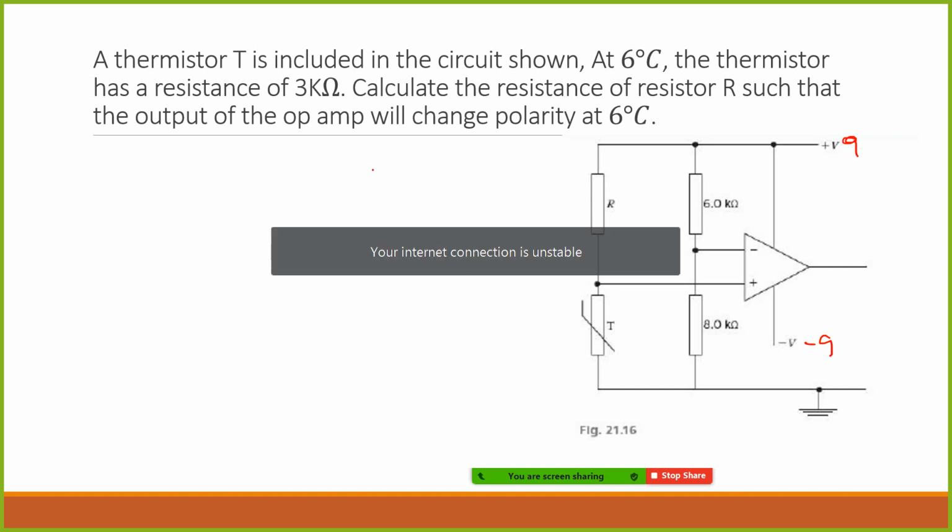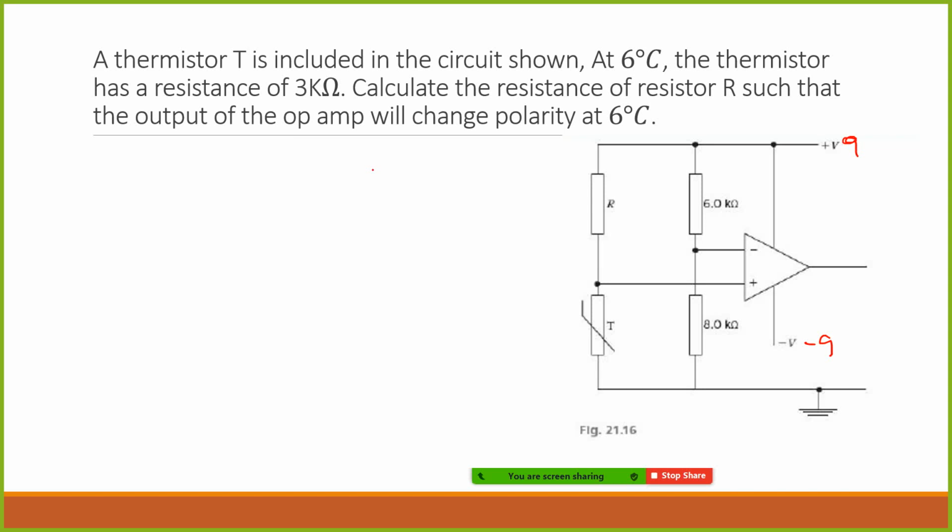So a thermistor is included in the circuit as shown. It says at 6 degrees Celsius, the thermistor has a resistance of 3 kilo ohms. Calculate the resistance of R such that the output of the operational amplifier will change polarity at 6 degrees Celsius. I am trying to understand if I copied this question correctly. If you're trying to find R, I think we can find R. Can we find R? They say it will change polarity.